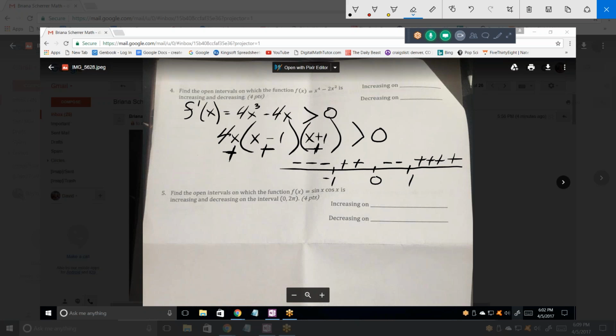So, do you have to give this in interval notation? Yeah. Okay, so increasing on what interval? So it would be -1 to 0 and 1 to infinity.